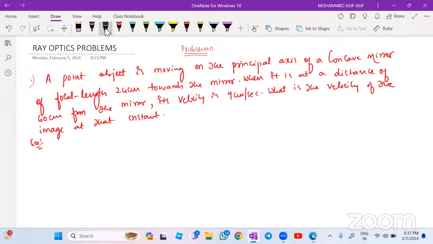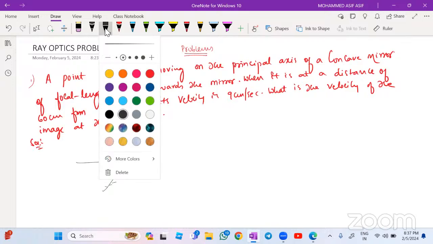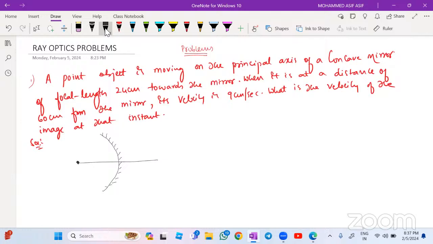Point object is moving on the principal axis of your concave mirror. So this is your concave mirror, silvered on the outer side, and here there is an object. Velocity of object is equal to 9 centimeter per second. Object distance u is equal to 60 centimeter from the pole of the mirror. And focal length of the mirror is equal to minus 24 centimeters. So it is asking the velocity of the image.